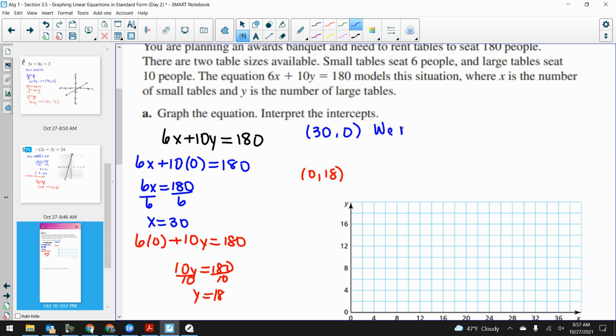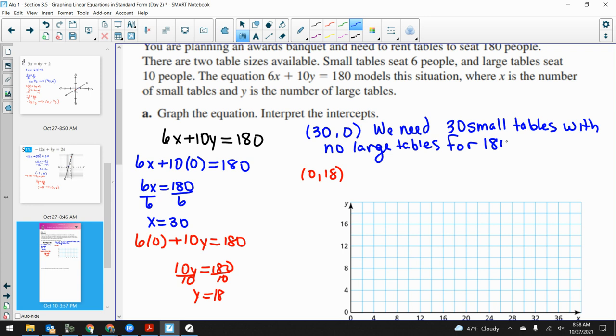There's plenty of space there to write this out for you guys. We need 30 small tables with no large tables, or 0 large tables, for 180 people. The interpretation of the intercept is always, if I have 0 of one, that means I have to have this many of the other.